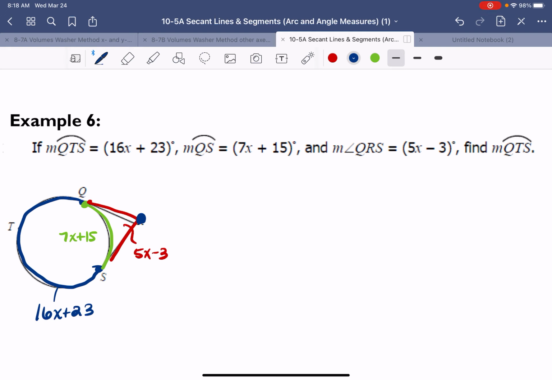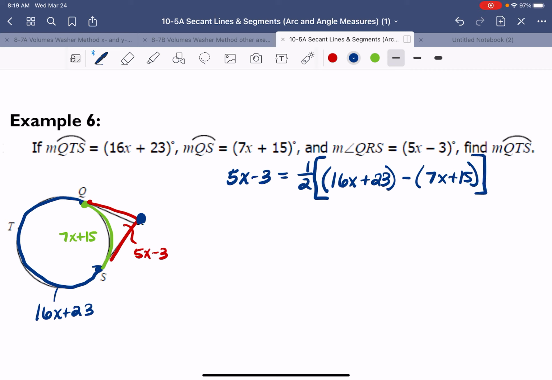All right, so again, the thing we have to notice here is that the intersection is outside of the circle in this case. So if it's outside of the circle, you got to remember, you're going to subtract the value of the big arc minus the little arc. So we know that our angle on the outside, 5x minus 3, is simply going to be equal to 1/2 times the big arc. Since I'm going to have parentheses within parentheses, I'd rather use a bracket for the outside. So it's going to be 1/2 times the big arc, which is 16x plus 23, minus the little arc, which we know is 7x plus 15.